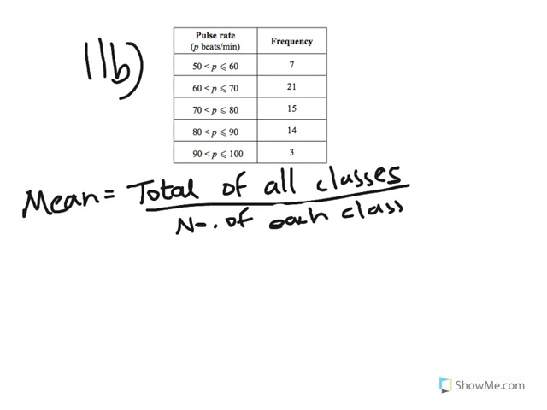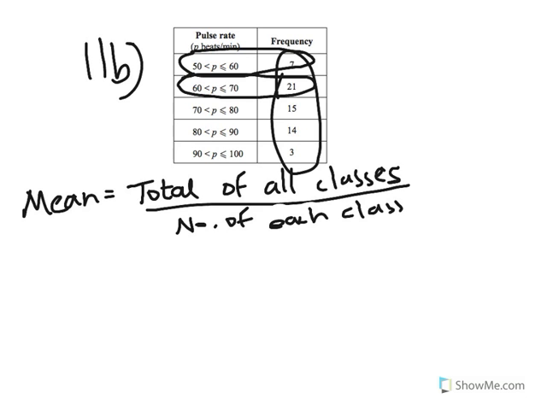So basically, the mean is nothing but the total of all the classes, meaning adding up all the classes and all the frequencies, divided by the number of each class. I'll relate it again to average cost. Average cost is nothing but the total cost divided by the number of output, so divided by the amount you make. So in this case, the mean pulse rate is the total of all the pulse rates and their frequencies divided by the number of each class, basically the number of each pulse rate.